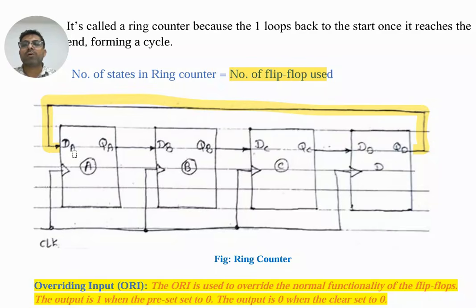Now you know how many inputs there are in the D flip-flop? Only one input, that is DA, DB, DC and DD, right? And only one output is required in this particular diagram. So I have mentioned QA, QB, QC, QD as the outputs of the 4 flip-flops, and I have given the positive clock to each flip-flop. This comes under synchronous, because the clock is given at the same time to all the flip-flops. So this is the construction of the ring counter.